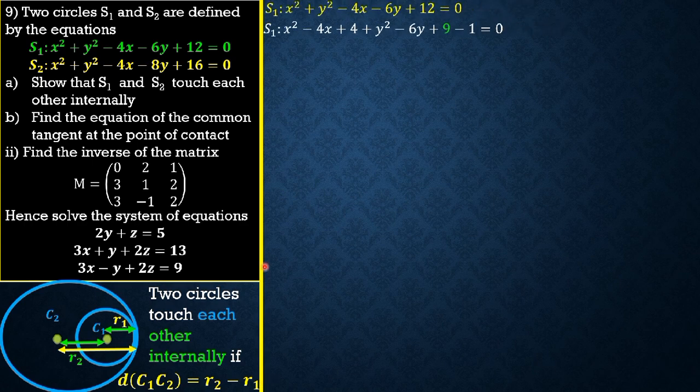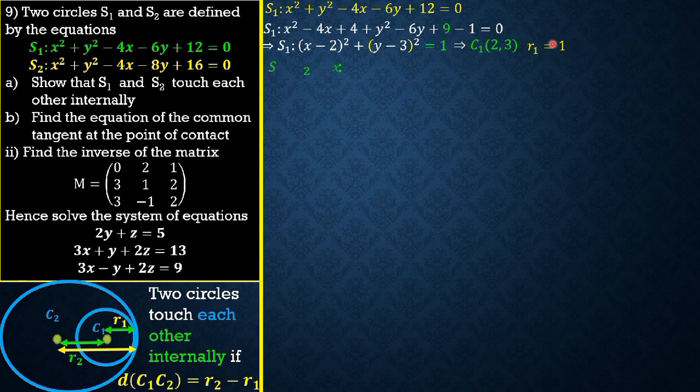These are the two circles. Let's try to get the radius of the first one. By so doing, we are going to complete the square of the x values and the y values. So if you complete the square, we are going to have S1 being x minus 2 squared plus y minus 3 squared equal to 1. So at this point we can say that the center is going to be at the point 2 comma 3 when you equate your x and y brackets to 0.